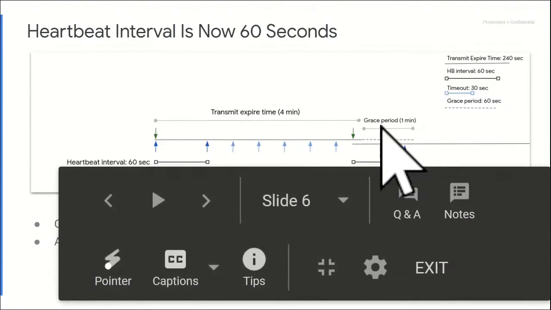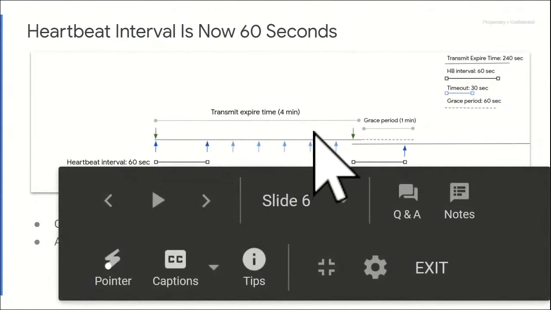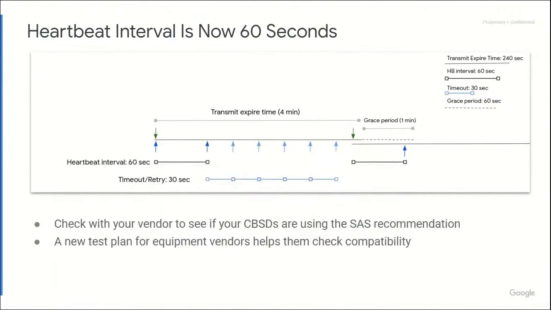And we have that 1-minute grace period, but technically the transmit expire time happens here, and the grant has to go back into a granted mode instead of an authorized mode. So by having the 200 seconds in our heartbeat interval, we were encouraging people to wait until the last minute to deal with any issues that came up.